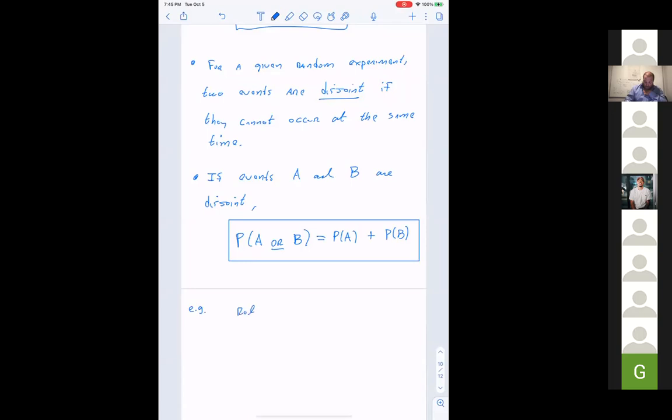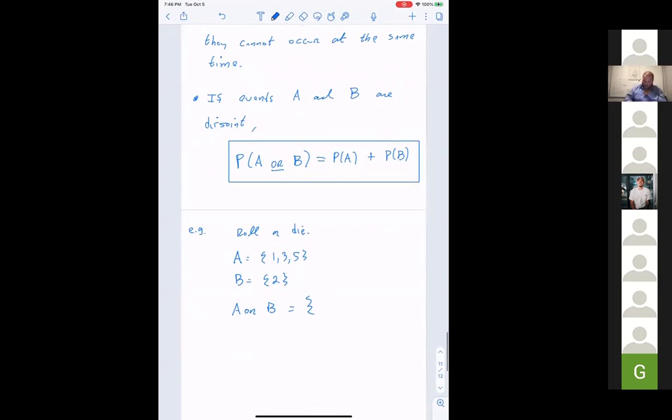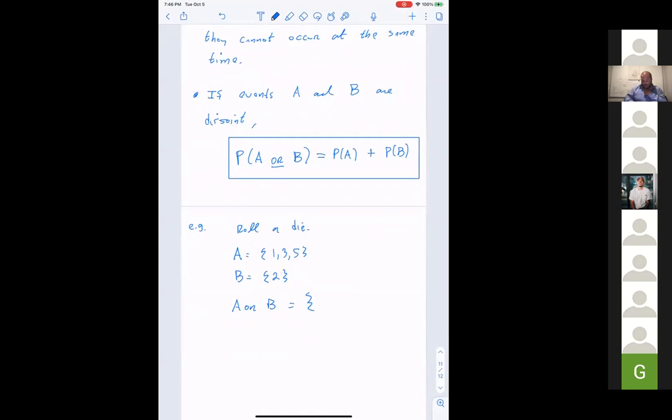So roll a die. A is 1, 3, or 5. It's getting an odd number. And B is getting a 2. So what is A or B? What would be in the collection A or B? Not looking for numbers here yet, not looking for probabilities. It'd be 1, 2, 3, 5. I'm just looking for what is A or B. If A is 1, 3, 5 and B is 2, then A or B is 1, 2, 3, 5. Do we agree with that?